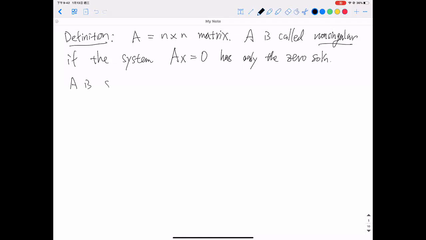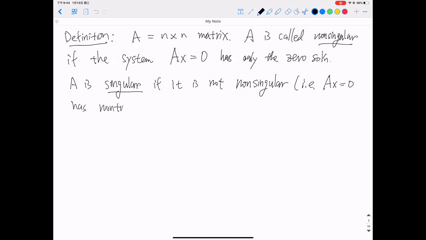A is singular if it is not non-singular, i.e., the system AX equals to 0 has non-trivial solutions. So this is the notion that we can introduce to square matrices.